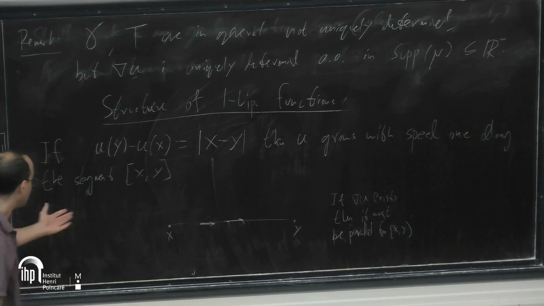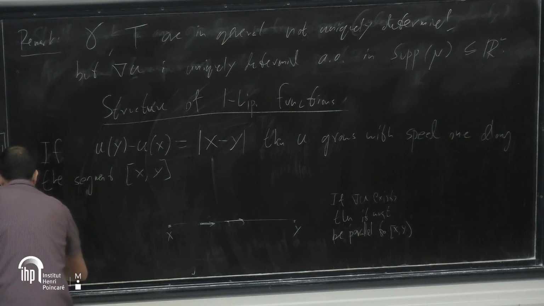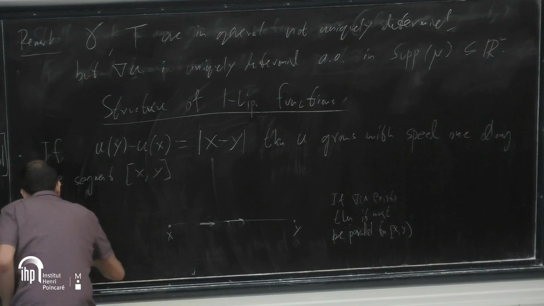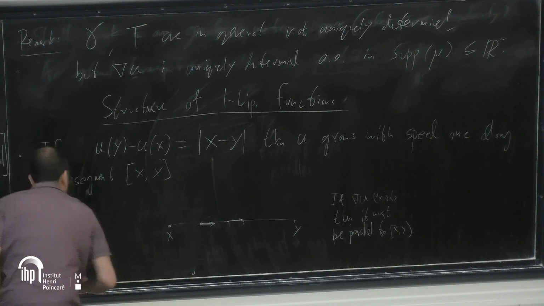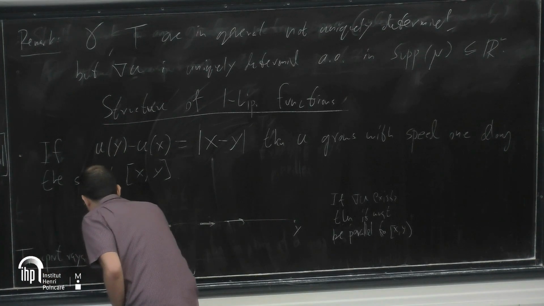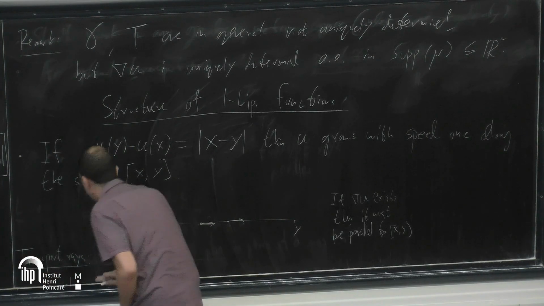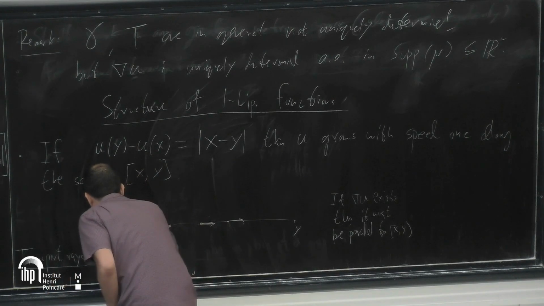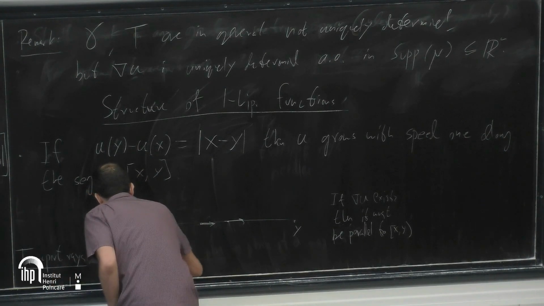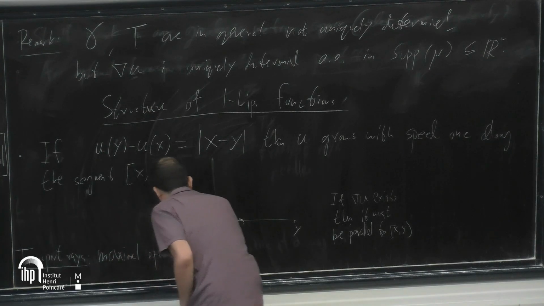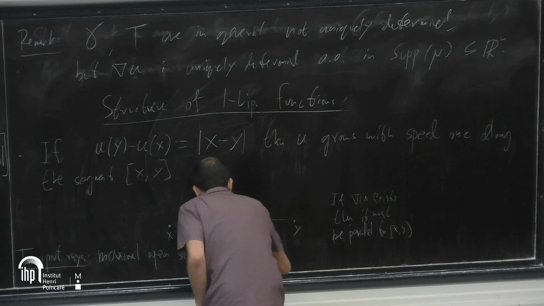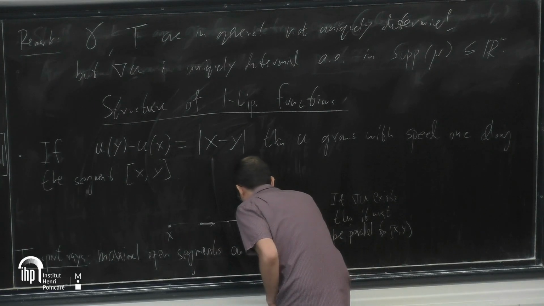These are called transport rays of a one-Lipschitz function, now in general. These are line segments. So let me call them, I think I want to open, yes, these are maximal open segments, excluding the endpoints apparently, on which u grows with speed 1.